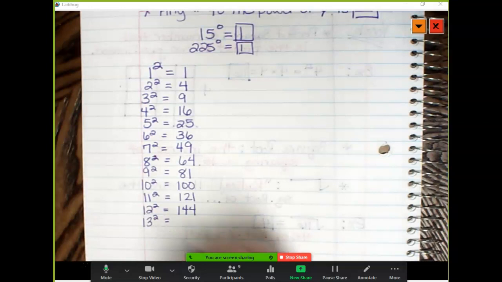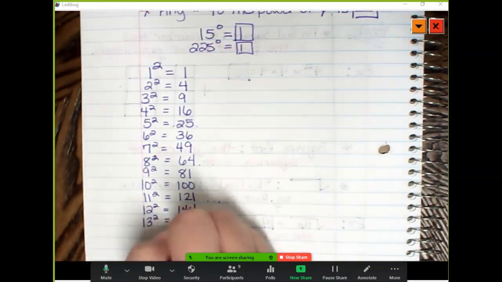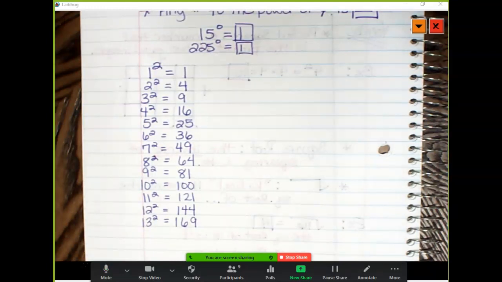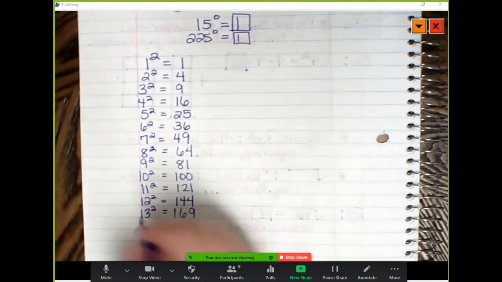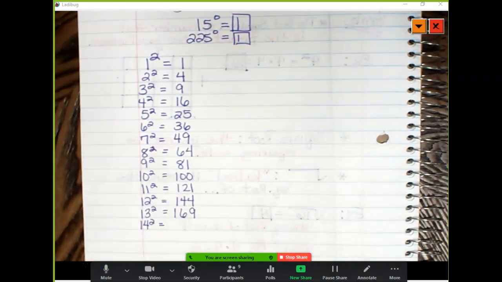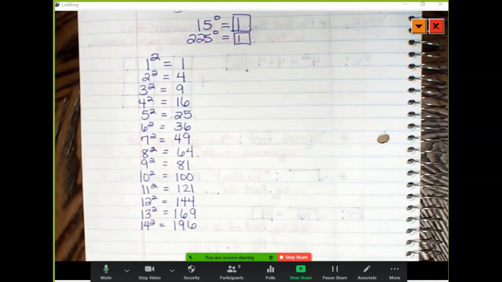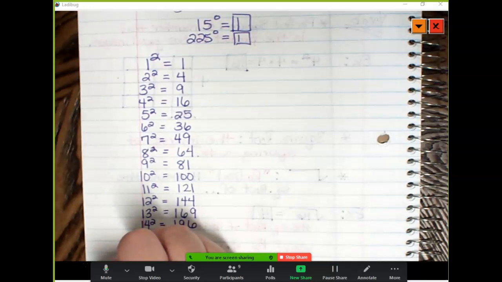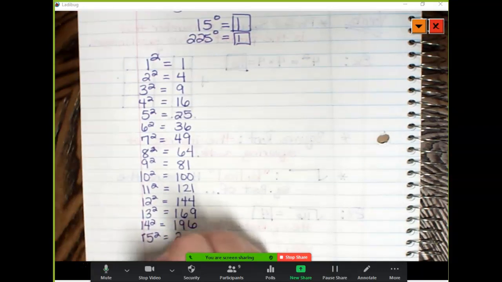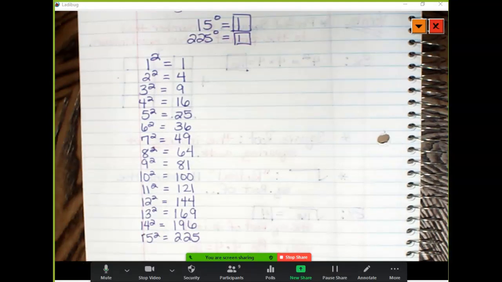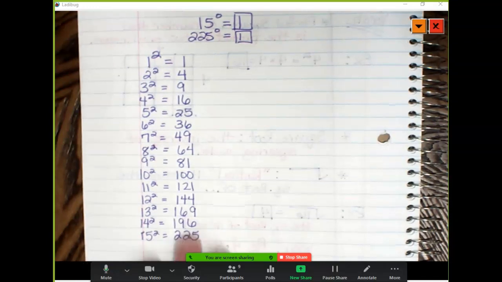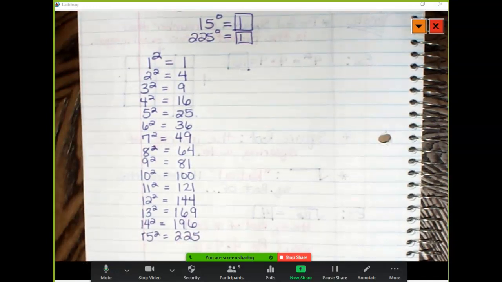13 squared. Ooh, yes. 169. And then 14 squared. Good job. 196. And then the last one that I want you to know is 15 squared. Oh, rock stars, 225. Now, if you know your perfect squares and square roots up to 15 and 225, you are going to be 2 steps ahead when we start Unit 3 for Pythagorean theorem. Because in Unit 3, Pythagorean theorem will work with square roots.